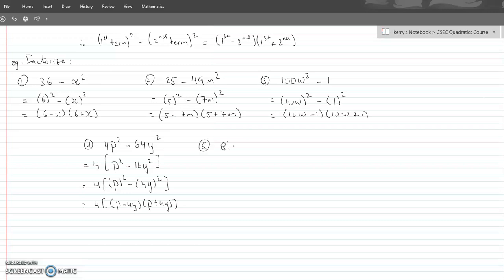Let's go with 81c squared minus 121t squared. All right, so 81, we know, is 9 squared. So this is 9c all squared. 9c by 9c is 81c squared. Minus 121, the square root of 121 is 11, and t all squared. So again, this looks like first term squared minus the second term squared. The first term is 9c, the second term is 11t. So this just becomes the first minus the second and the first plus the second. So it's 9c minus 11t into 9c plus 11t.